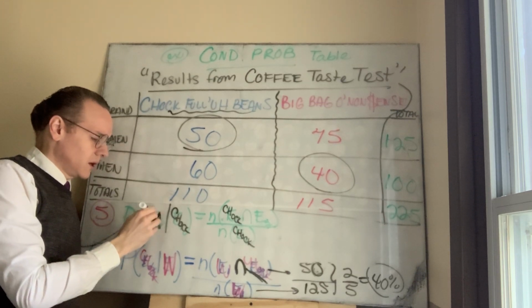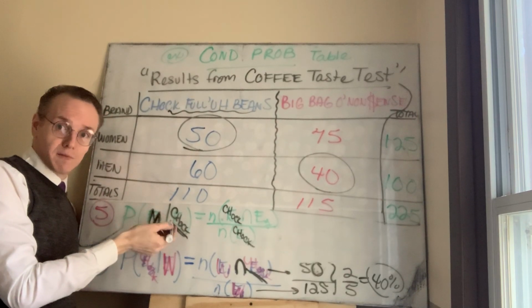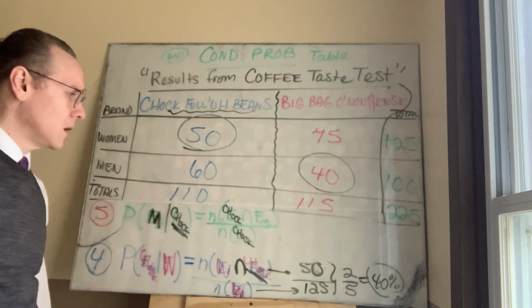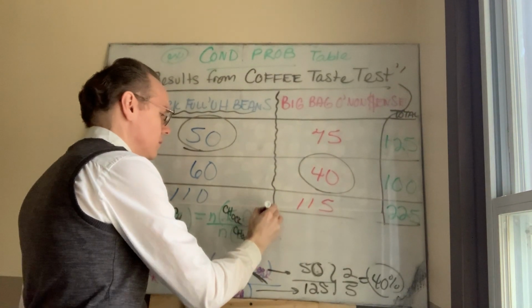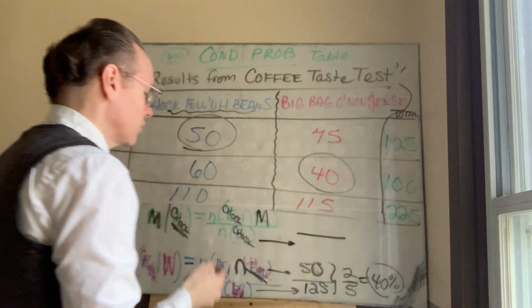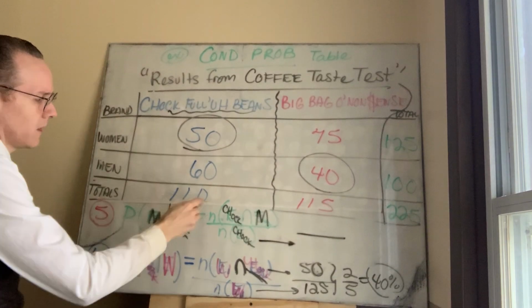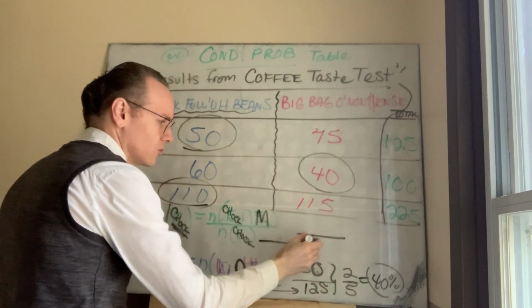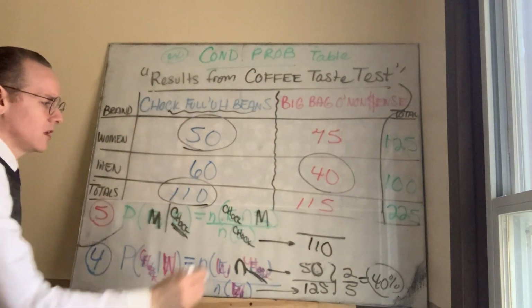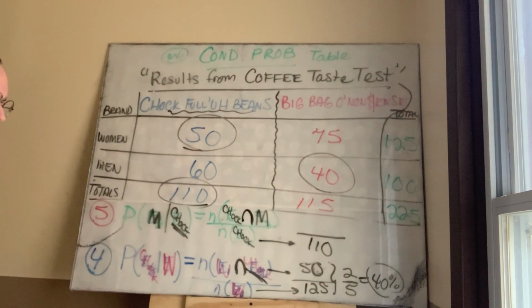So anyhow, barring that, again, look for the word given. This is what follows the word given, chock full of beans. So men would be here. Now when we're filling in the denominator, let's look for total people who like chock full of beans. 110, that's your denominator. The intersection of men who prefer chock full of beans.